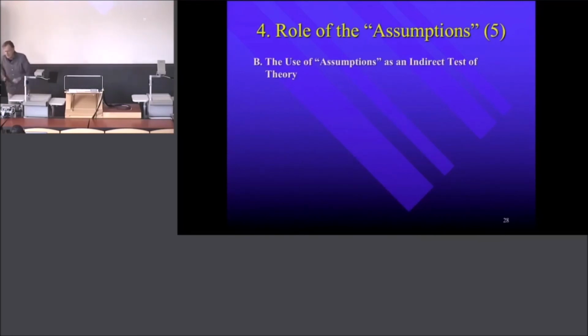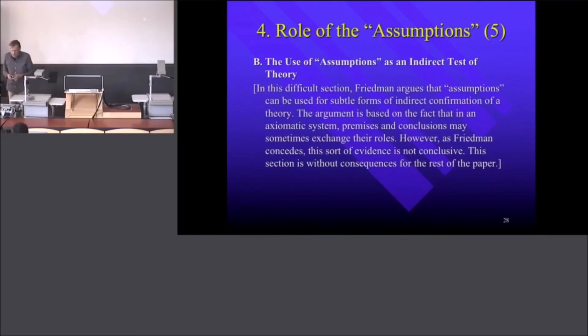Now, I finish with that one, then we make the break. Then the second thing is the use of assumption as an indirect test of theories. And I must admit, although I've treated this paper for many years and many weeks, I try to read it, I do not fully understand what he's doing in section B. I've tried, and I made a formalization, and I just don't fully understand it. I can say I gave up, I must say.